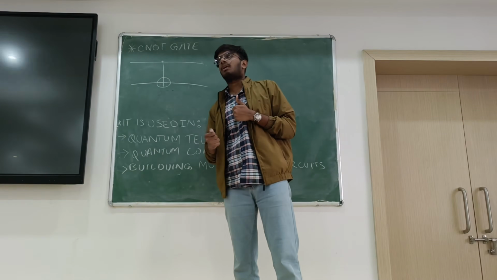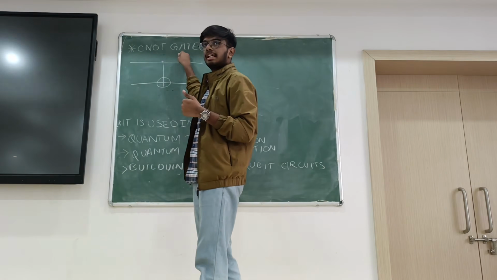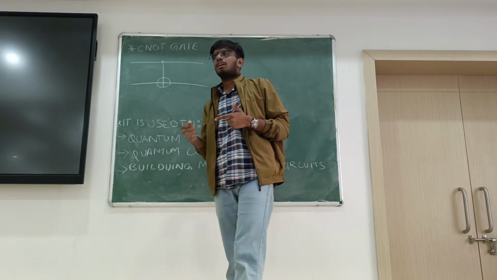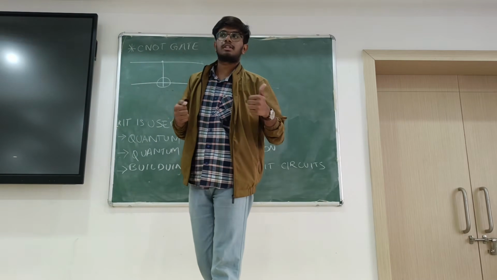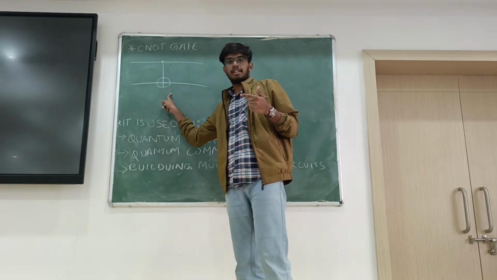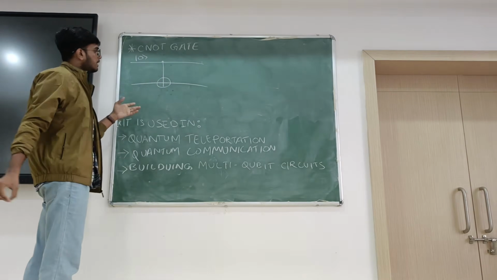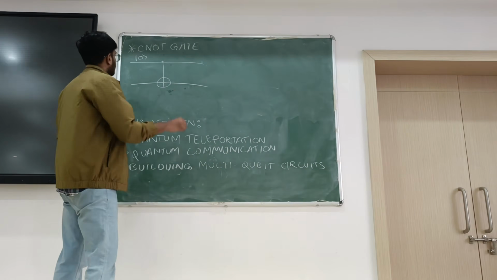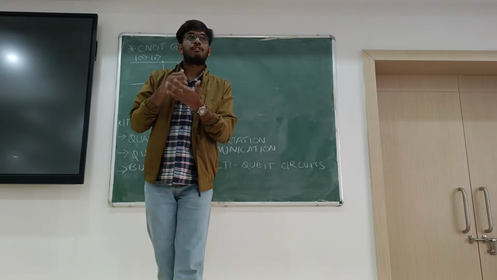Now we are going to talk about 2-qubit input gates. The first one is the CNOT gate, which is also called the controlled NOT gate. What happens here is it takes 2 inputs. One is the control bit, another is the target bit. When the control bit is 0, then the target bit is not flipped. But if the control bit is 1, then the target bit is flipped.